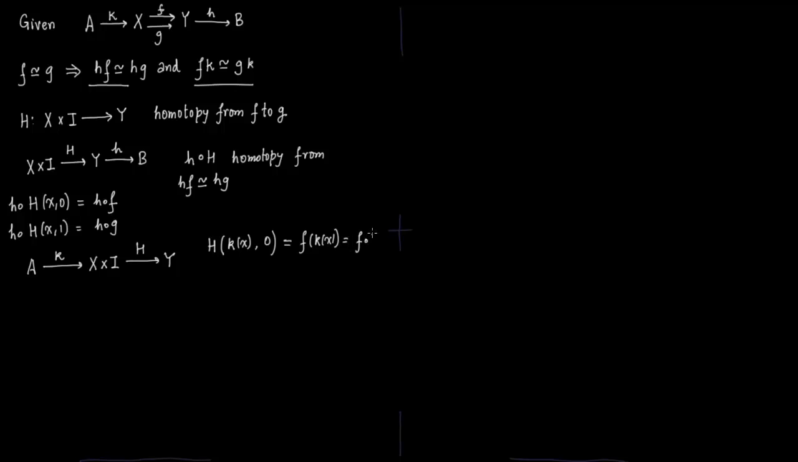So which is F composed with K, and then you have H of K of X comma 1. So this will give you G of K of X. So this is a good candidate for homotopy. Now we have to precisely define what this homotopy is going to be.